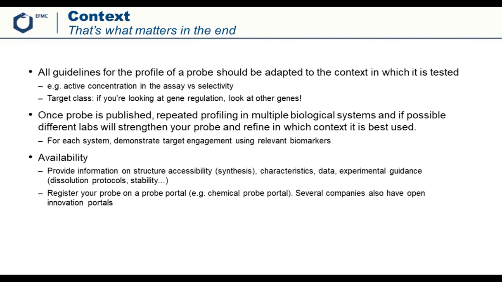So provide information on how to access it, what the characteristics of the probe are, data, and how to use it. If possible, register it on a probe portal, such as the chemical probe portal, so that other people have access to it. Several companies have actually started to have innovation portals where they make their chemical probes available to the scientific community because they think that by doing so, they will contribute to understanding of human disease and finding additional interesting drug targets.